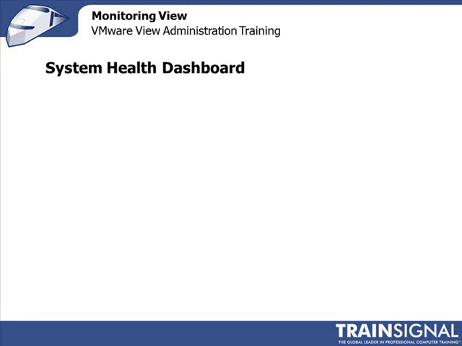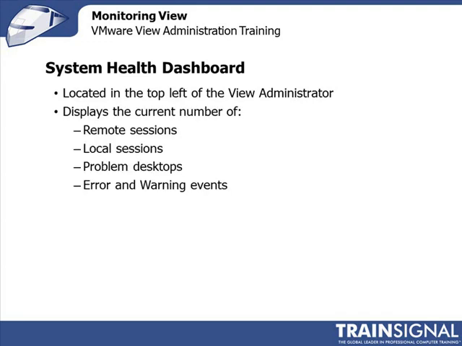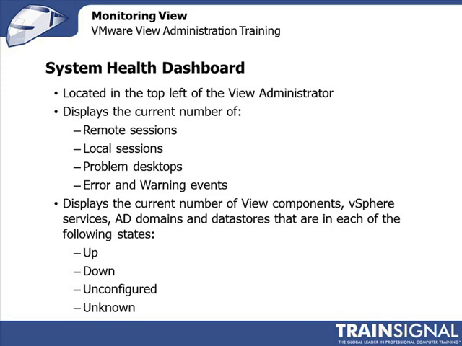For quick monitoring of your View infrastructure and its health, you can use the System Health Dashboard, which is located in the top left corner of the View Administrator console. This section will display the current number of remote sessions, local sessions, the number of problem desktops, and any errors or warnings that are happening within your infrastructure. It will also display the current number of View components, vSphere components, Active Directory domains, and data stores that are in either an up, a down, an unconfigured, or an unknown state. Each of the numbers displayed in the System Health Dashboard provides a link to more detail.